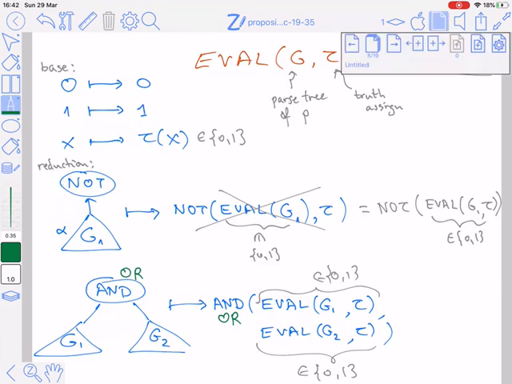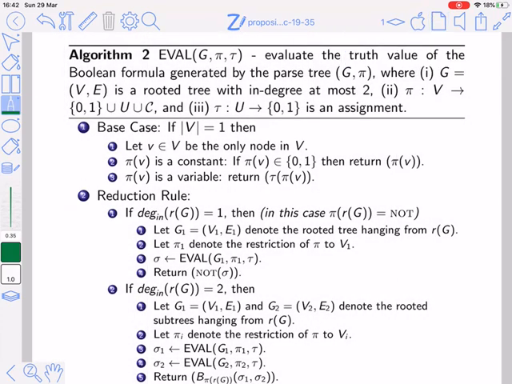Okay? Let's go back to the listing of the algorithm to understand what it does. The parameters of the algorithm are the parse tree, which is the pair G, pi, and the truth assignment tau. The algorithm is recursive. It has base cases and reduction rules. The base case holds when the parse tree consists of a single node. In this case, the parse tree is one of two things. It's either a constant or a variable. If it's a constant, then you just read off the value of the constant in the root and return this value. If it's a variable, then you return the truth assignment over the variable.